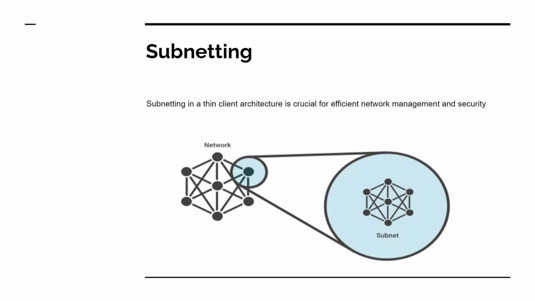Through centralized management, you also want to make sure that you have centralized management for IP addresses, subnet configurations, and DHCP servers, and streamline the administration tasks to ensure that there is consistency across your network. By implementing these subnetting strategies, you can optimize your network performance, enhance your security, and streamline your network management in a thin client architecture. And that is the end.